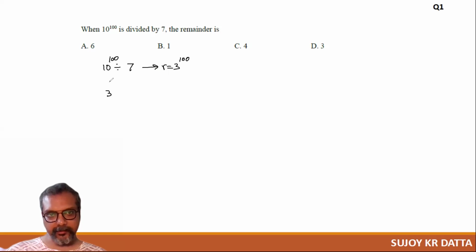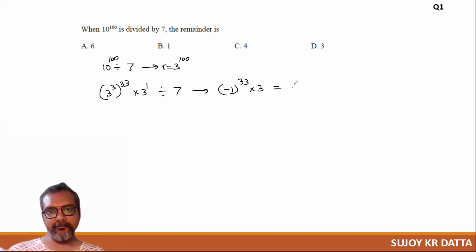So we split it as 3 cube to the power 33. Why? Because 27 by 7 leaves remainder 1, or minus 1. So 3 cube raised to the power 33, and one 3 is still left, so that makes it 100. So we have minus 1 to the power 33, times 3, so that is negative 3. Now negative 3 remainder means it's 3 short of a multiple of 7. So the actual remainder, we'll add a 7, and that gets us the remainder to be 4. That's the third option.